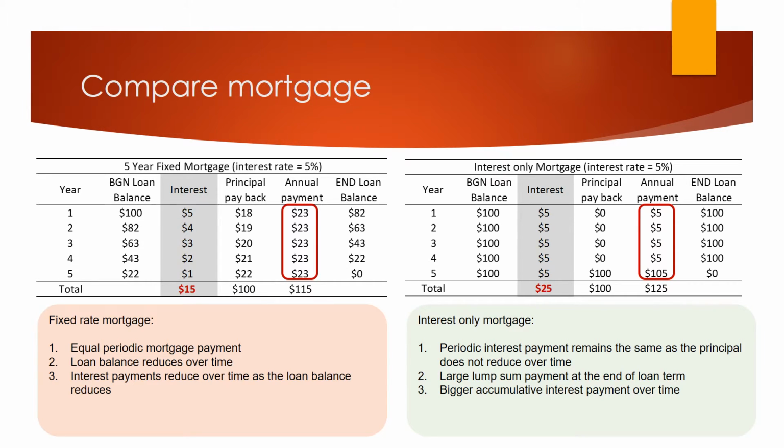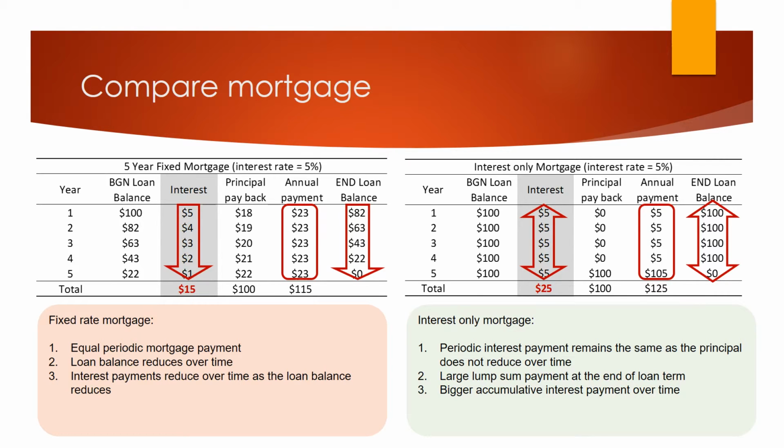The second difference is annual loan balance. Loan balance for a fixed-rate mortgage reduces over time, while the loan balance of an interest-only mortgage remains the same each year until it is paid off in the end. Third difference is interest expenses. For a fixed-rate mortgage, the interest expense decreases as loan balance decreases. However, for interest-only loan, the interest expense remains the same.